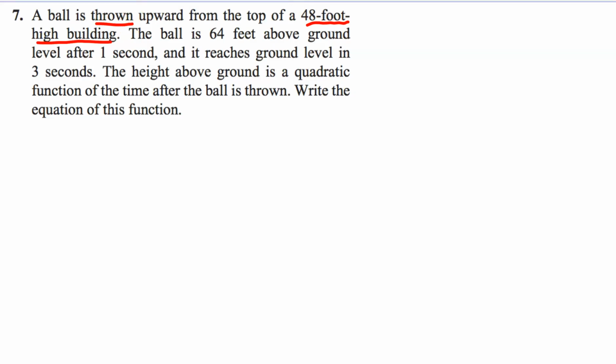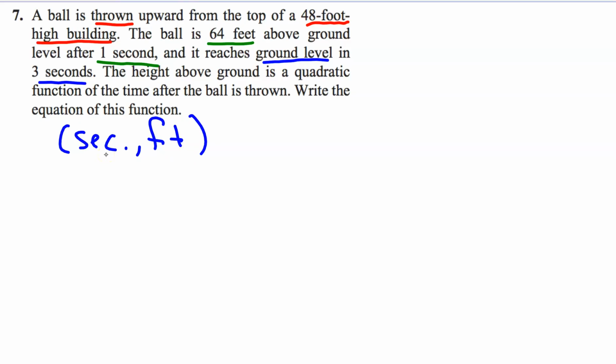That's where it's thrown. The ball is 64 feet above the ground after 1 second. And it reaches the ground in 3 seconds. The height above ground is a quadratic function of the time after the ball is thrown. So this one would be seconds and feet.